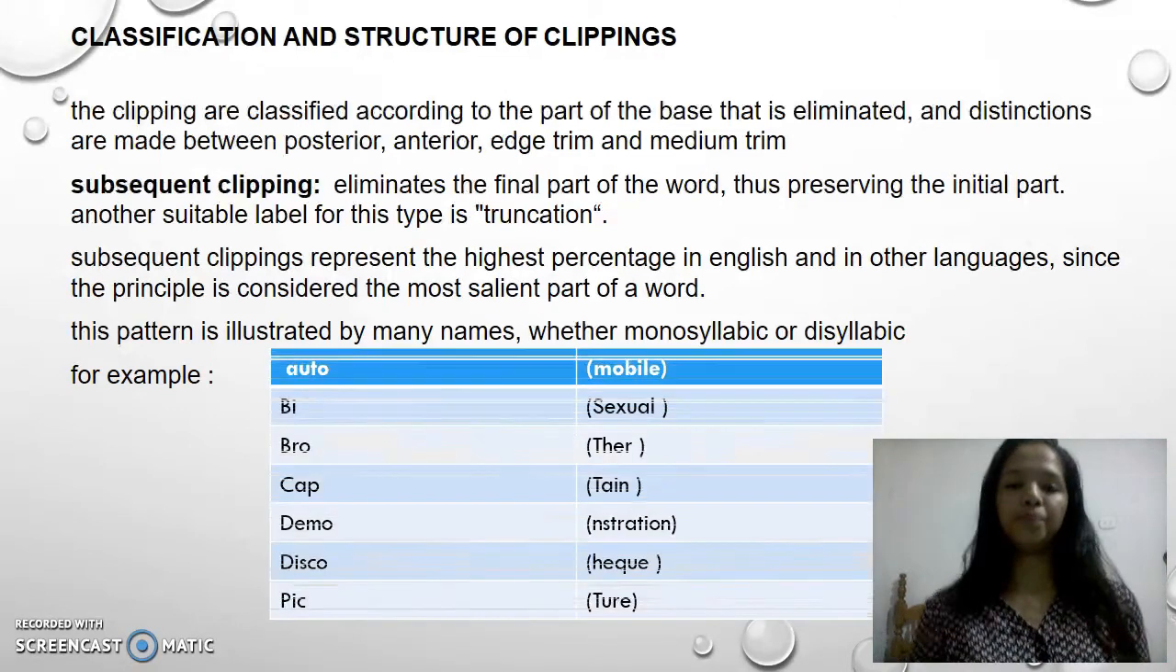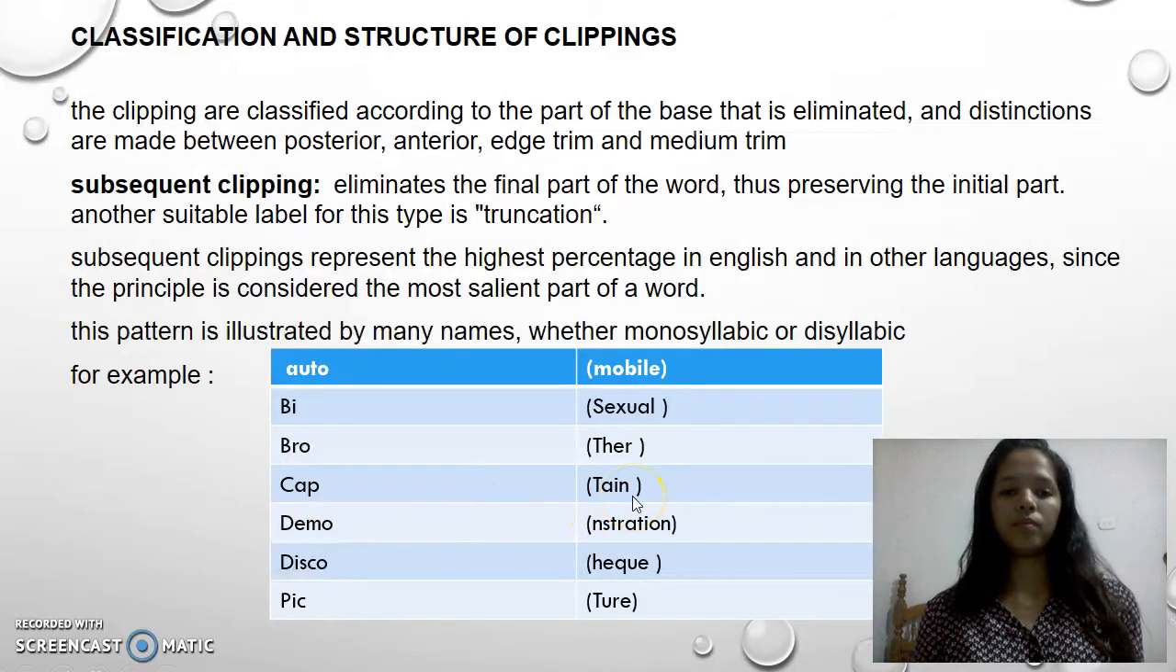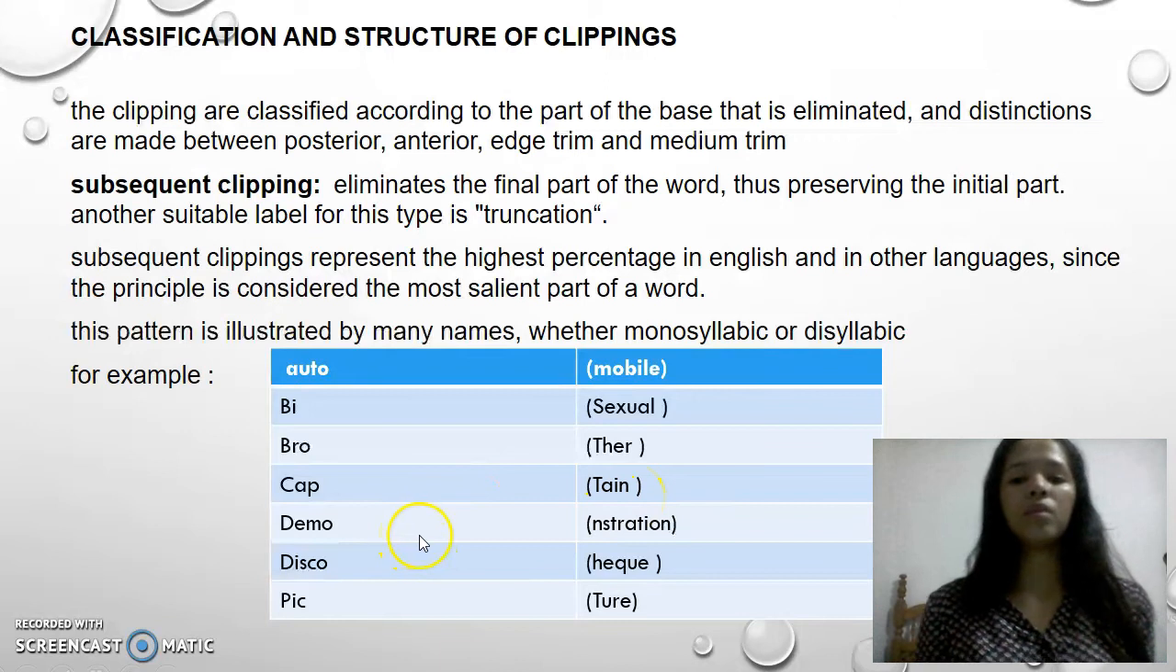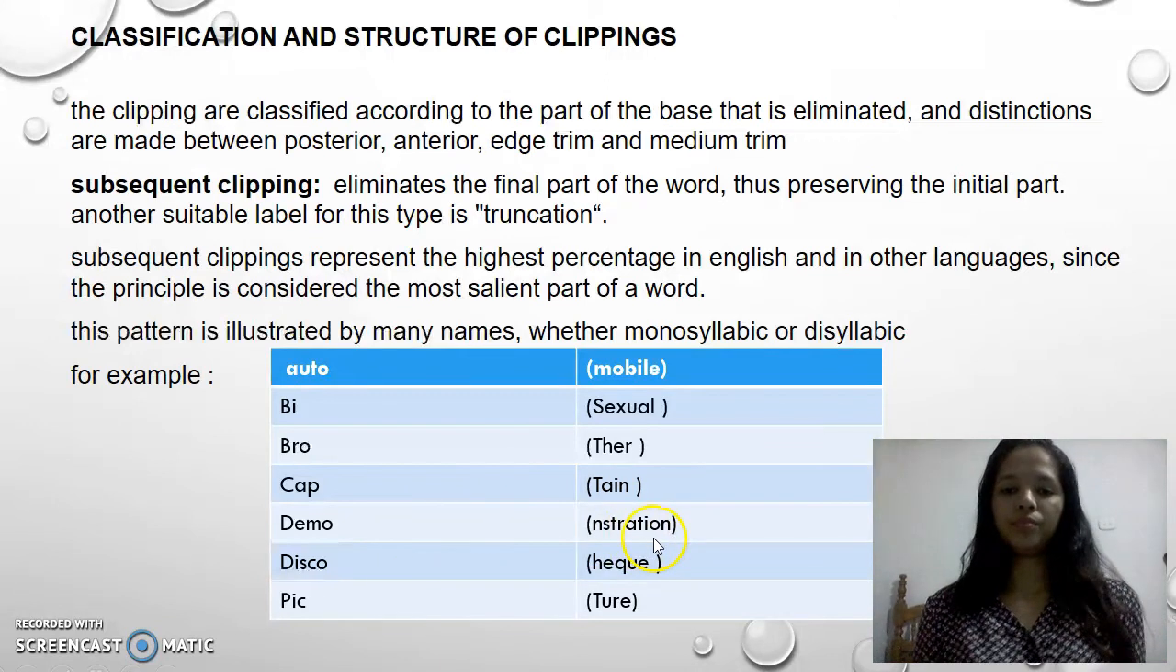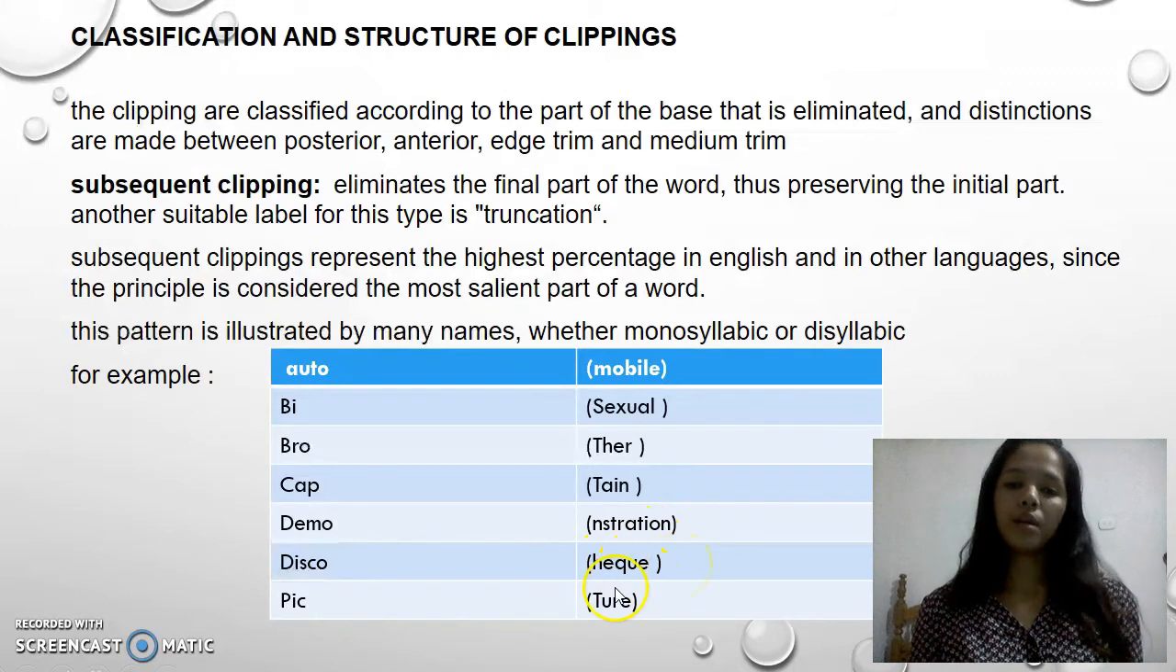For example, bi, sexual; bro, brother; cap, captain; chain; demo, demonstration; disco, discotheque; pic, picture.